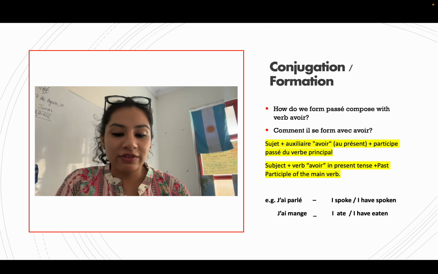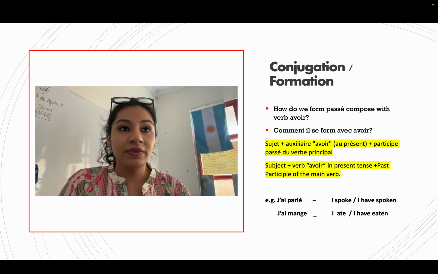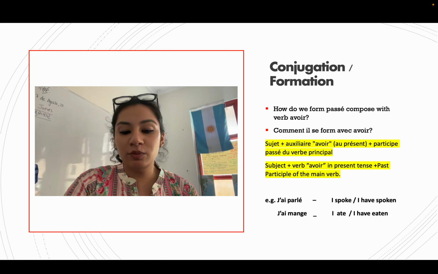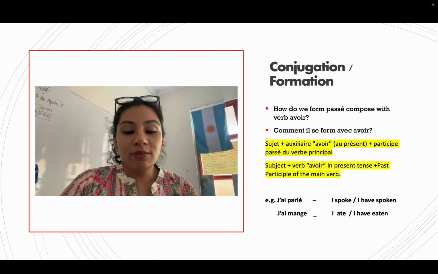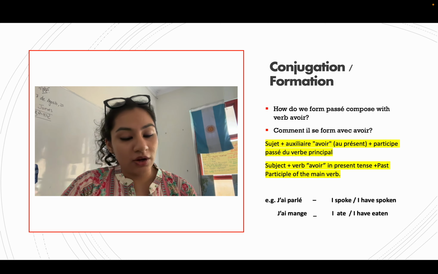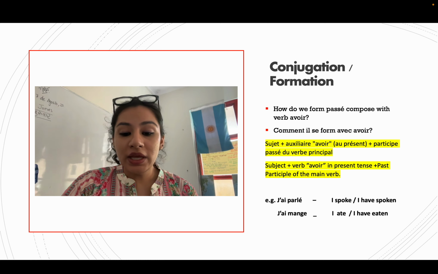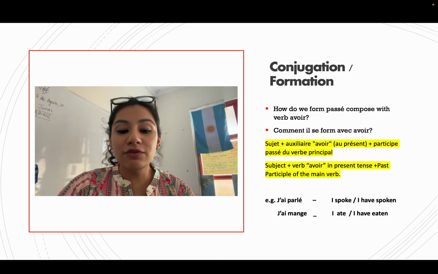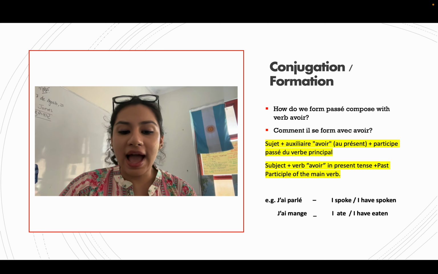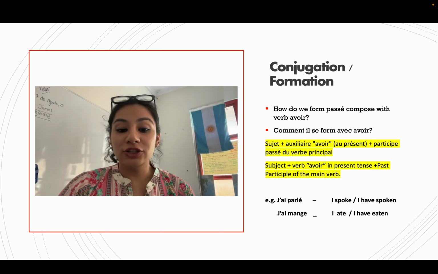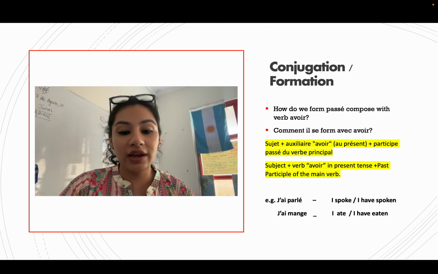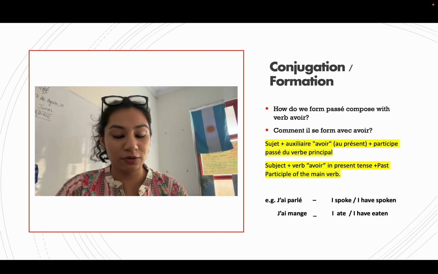For example, here I have given the examples j'ai parlé, j'ai mangé. In j'ai mangé, j'ai, apostrophe ai, is the conjugation of verb avoir in present tense with je, and mangé here is the participe passé of the main verb. Main verb, like if I'm saying I have eaten my food, what's the action? The main action is to eat. That's why to eat is the main verb. So here I'm considering manger the main verb, right?